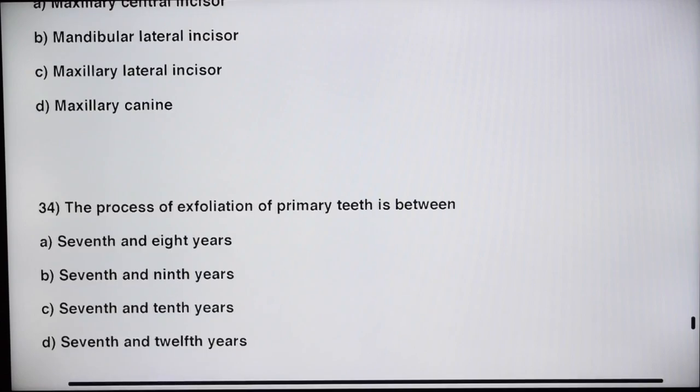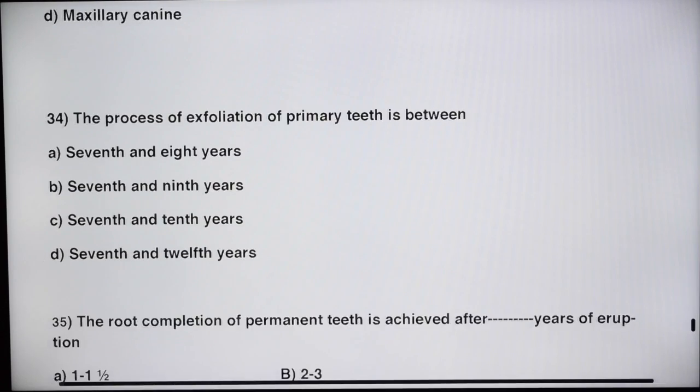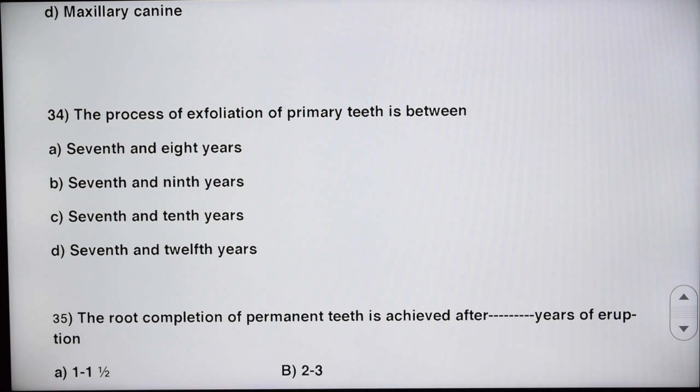And moving on to the next question, the process of exfoliation of primary teeth is between, so it's a straight question, it's between 7 to 12 years where we see exfoliation of primary teeth, and we have this mixed dentition period, right? By 2 to 3 years of age, primary dentition eruption is completed. They remain in service from 6 months to approximately 11.5 to 12 years of age. So exfoliation starts from 7 years to 12 years approximately. So the option here is D, right?